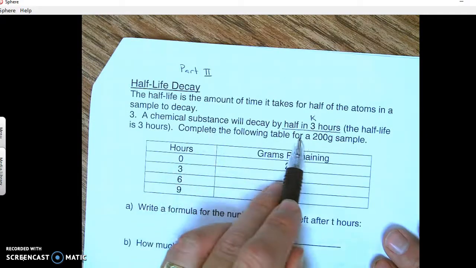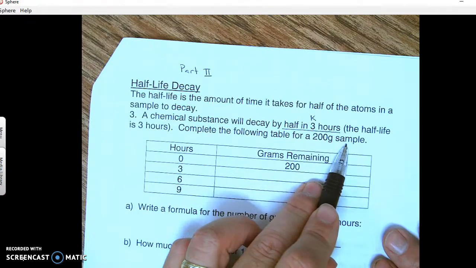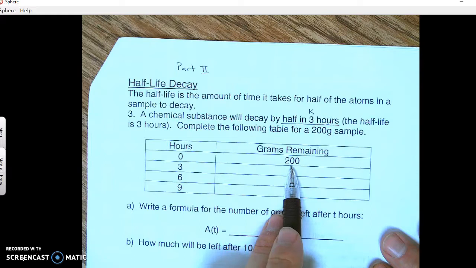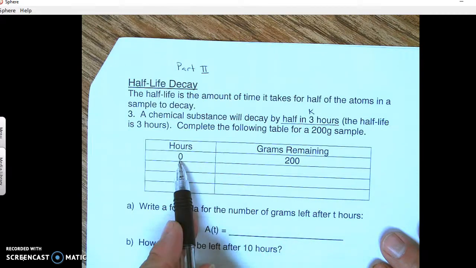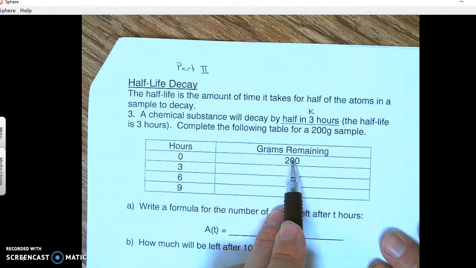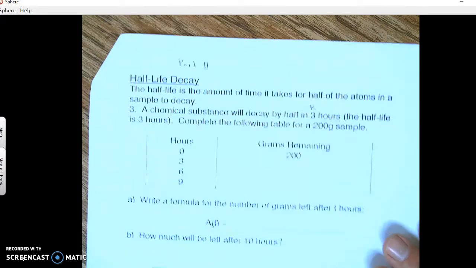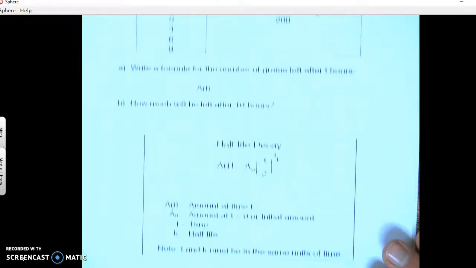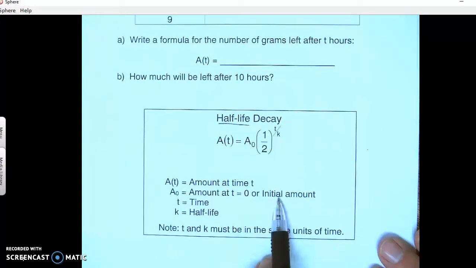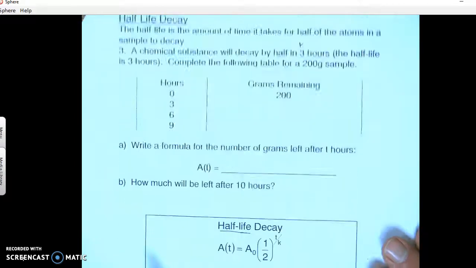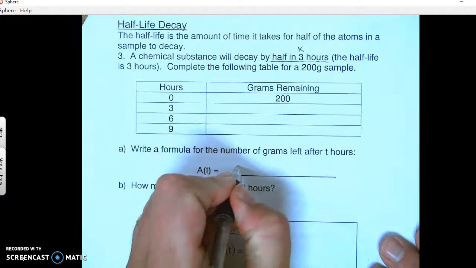Complete the following table for a 200-gram sample. So, notice that we start with 200 grams at 0 hours. Okay? So if we were to write the formula, which we need to do here, that's going to be our initial amount, or our amount when t equals 0. So we're going to start off with 200.